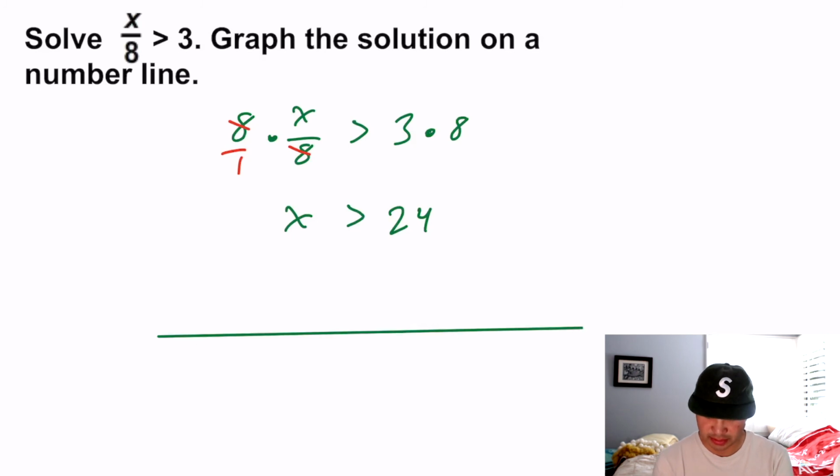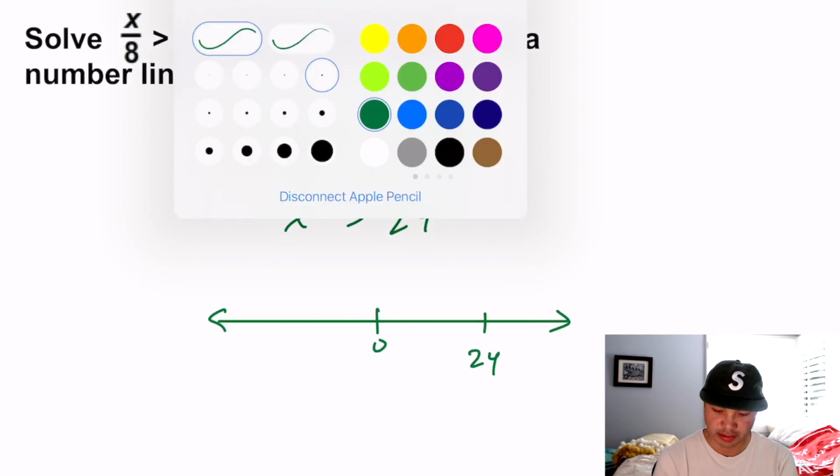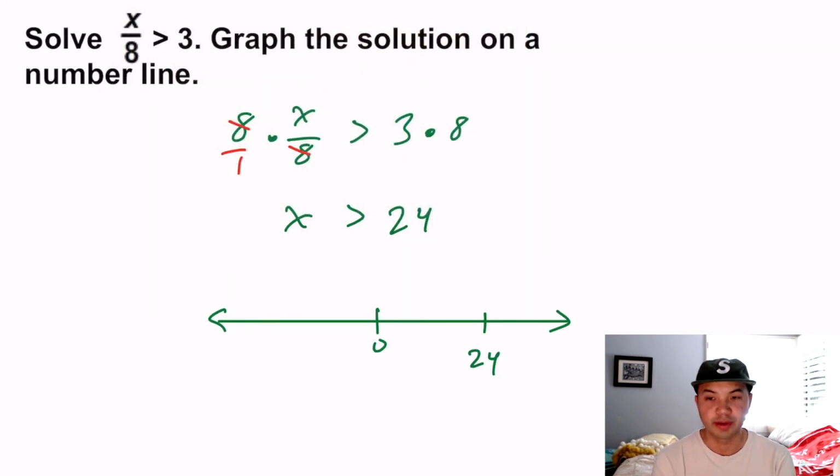If I'm going to graph it, I just need the 0 here, 24, and greater than, so it's an open circle, and going to the right. Again, if you're graphing it, you don't have to put 24 little tick marks on one side, but generally you want to have 0 as a reference point. So this is a completely fine number line.